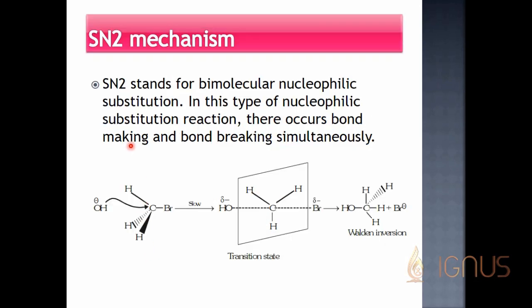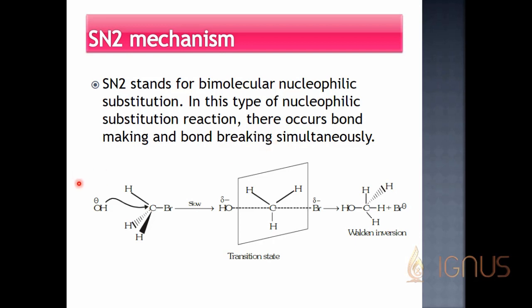Next, let us study the SN2 mechanism. SN2 stands for bimolecular nucleophilic substitution. In this type of nucleophilic substitution, bond making and bond breaking occur simultaneously. It takes place in only one step. There is a making of a bond and a breaking of a bond.